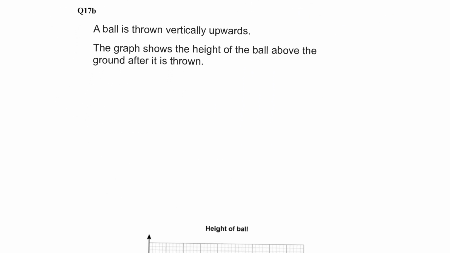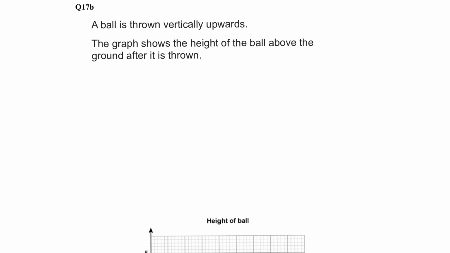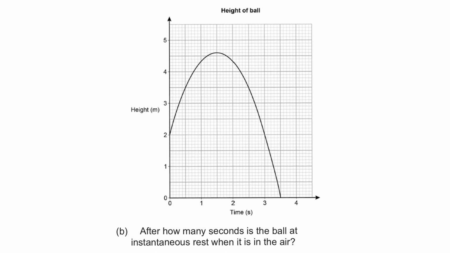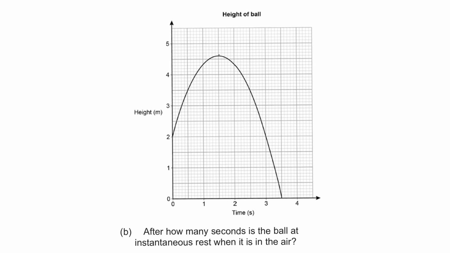Then it goes on to say a ball is thrown vertically, and the graph shows the height of the ball above the ground after it's thrown. So let's have a look at the graph. Here's our graph, and it's showing the maximum height of the ball, and then it drops back down. It says, after how many seconds is the ball at instantaneous rest when it is in the air?